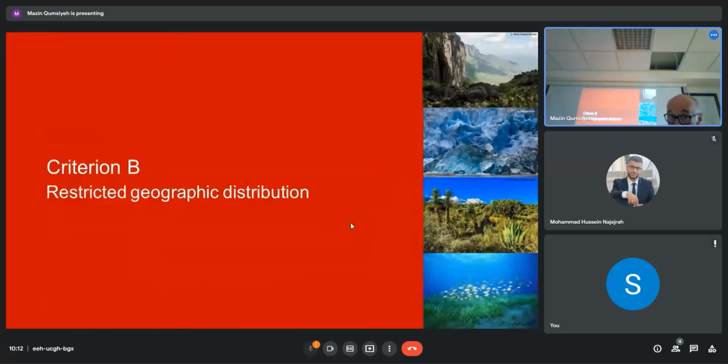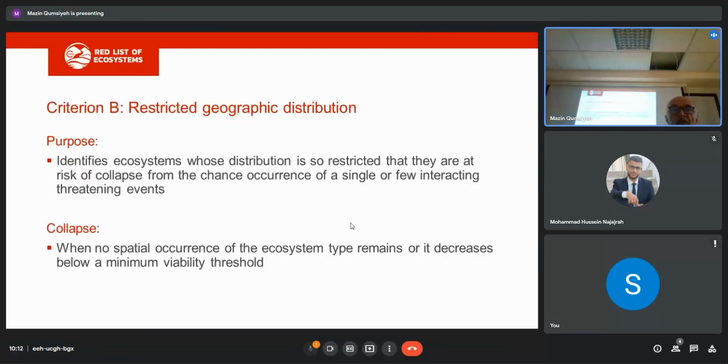Criterion B is on restricted geographic distribution. So it's not a diminution, but it's the geographic distribution of an ecosystem. So when there are few examples or patches of an ecosystem, the risk of collapse is higher. Okay?